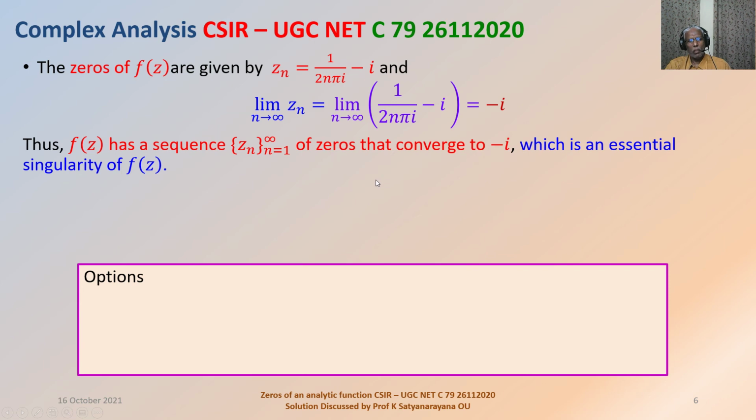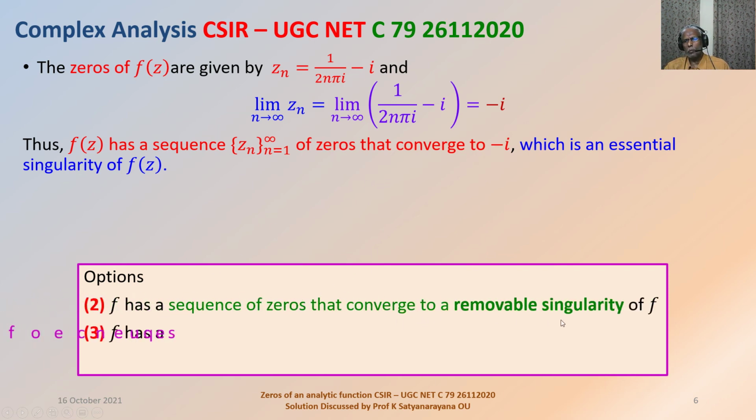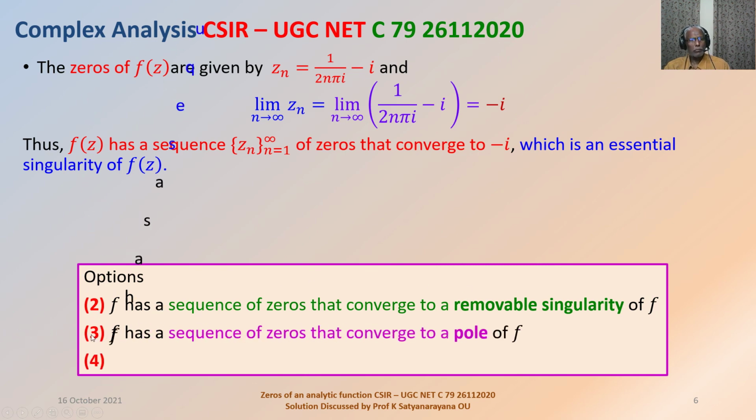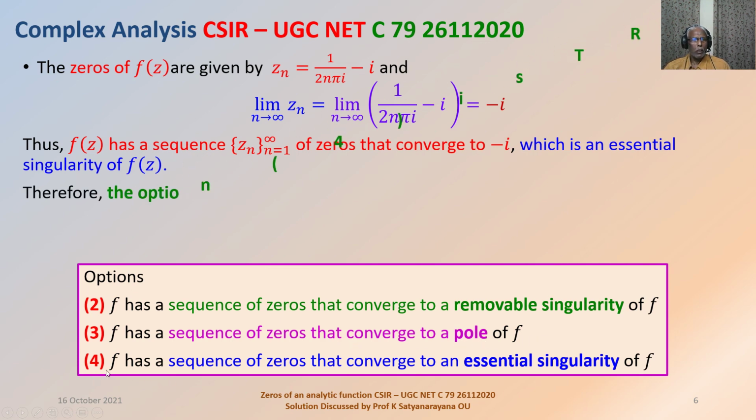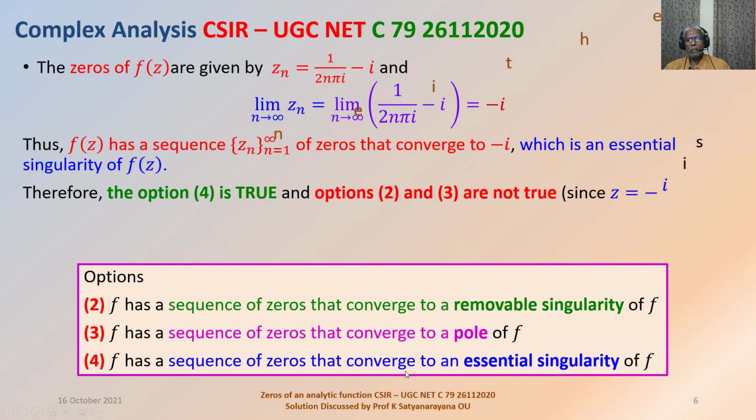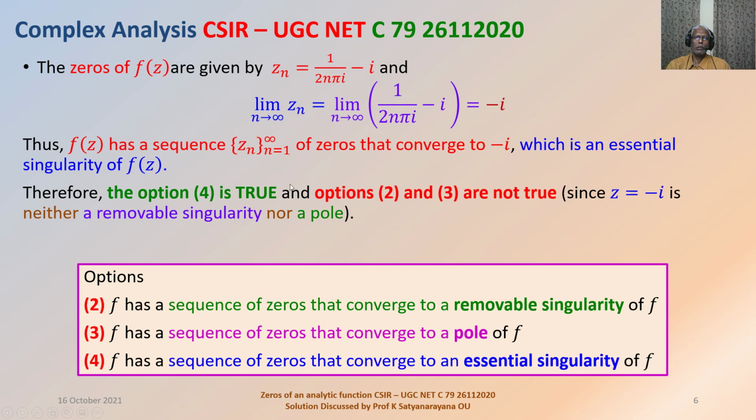Let's look at our options. Option 2 says f has a sequence of zeros that converge to a removable singularity of f, which is not true. Option 3, f has a sequence of zeros that converge to a pole of f, which is not true. The fourth one says f has a sequence of zeros that converge to an essential singularity of f. That is right. Therefore, option 4 is true and options 2 and 3 are not true because z is equal to minus i is neither a removable singularity nor a pole. So therefore, our answer is option 4.